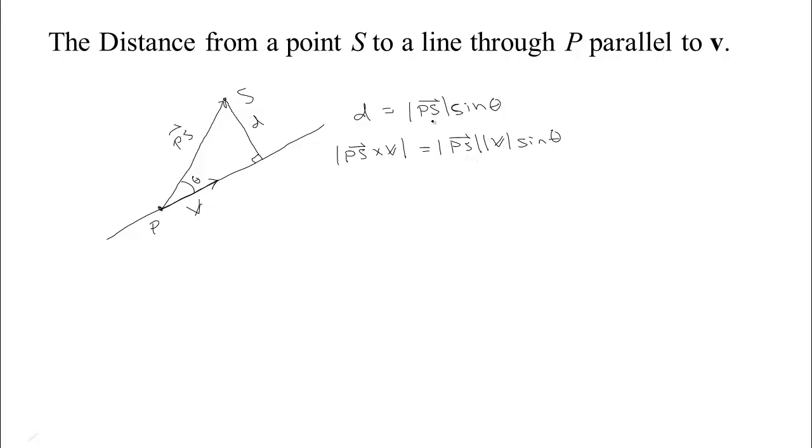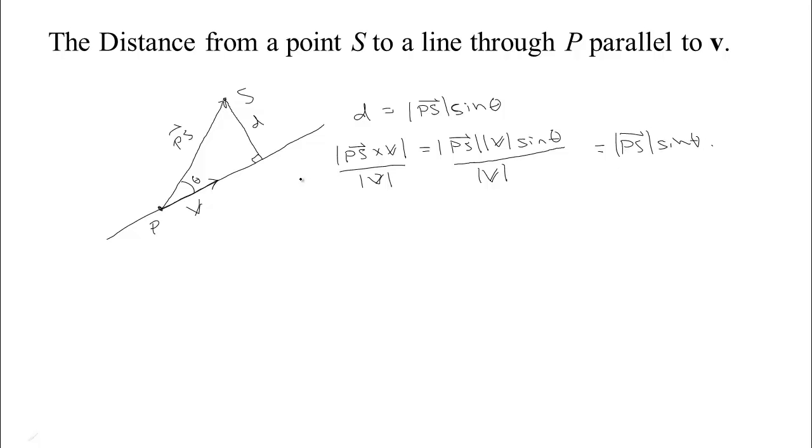What we're looking for, though, is the length of PS times the sine of theta. We don't want the length of that vector V in there. So we could divide both sides by the length of V, and if we do that, then we get the length of PS sine theta.